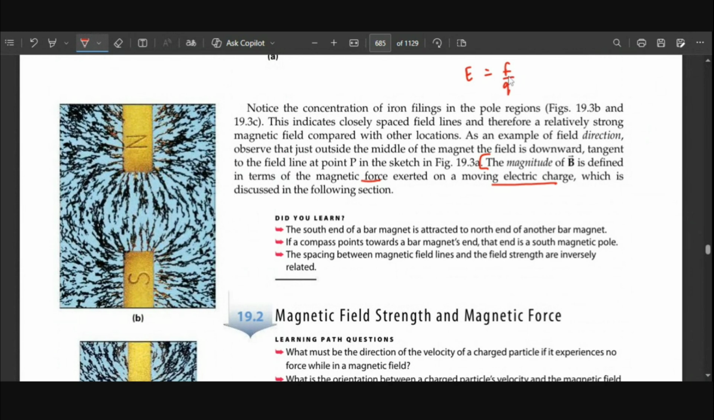So what does it mean? It means how much force a charged particle is experiencing when it is in a magnetic field. That will give us the magnetic field. Similarly, if we have to define the magnitude of the magnetic field as well, we can say it is the force experienced by the charged particle in motion, or you can say a moving charged particle. Whereas in the case of electric field, the charged particle is supposed to be at rest. That is the difference, and we should know that difference.